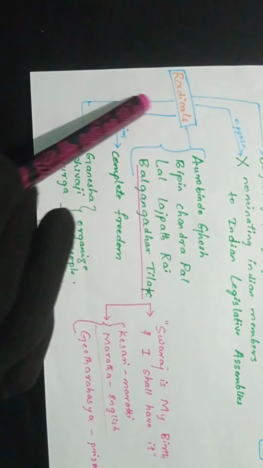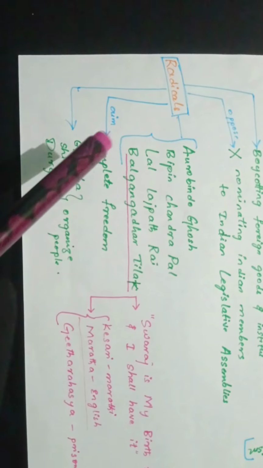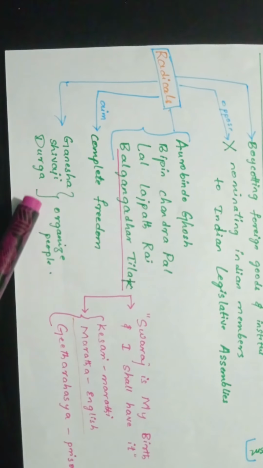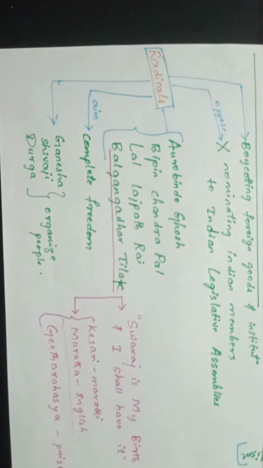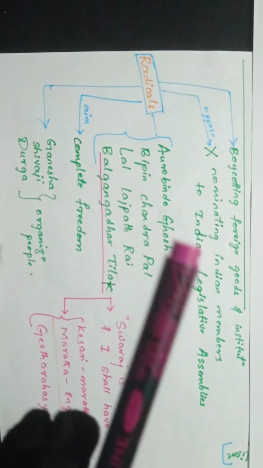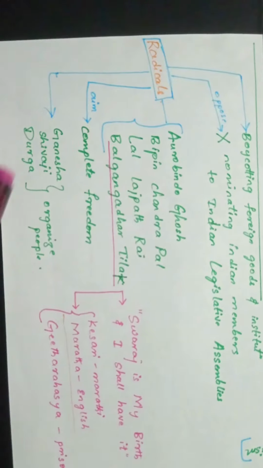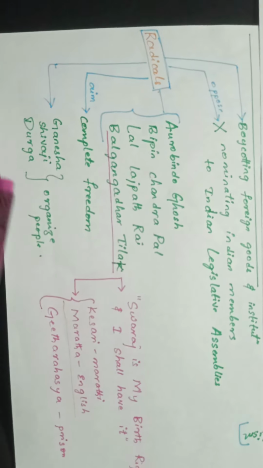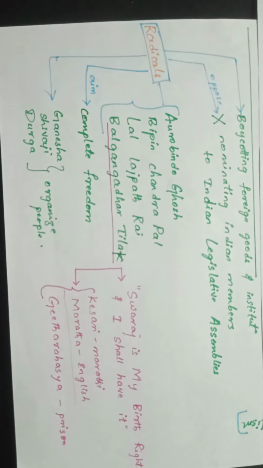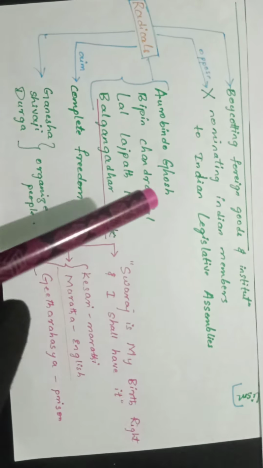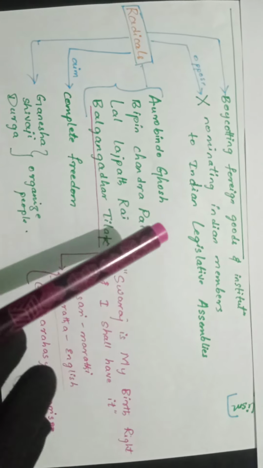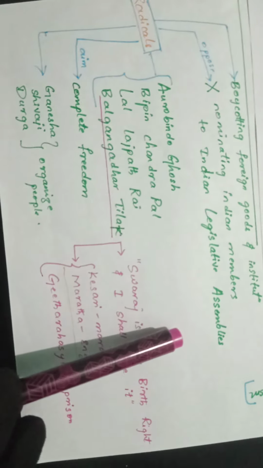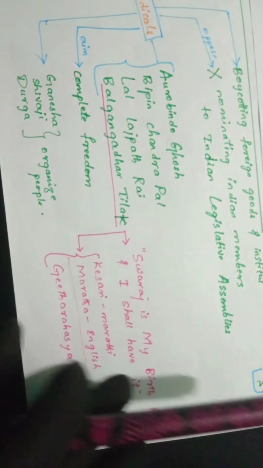Okay, the primary aim of radicals was complete freedom. By celebrating festivals like Ganesha, Shivaji and Durga, they used to organize people, because by the divide and rule policy of the British they were separated. These festivals brought people together. Other things about Bal Gangadhar Tilak are written in different paragraphs of NCERT; I have summarized them in one place.